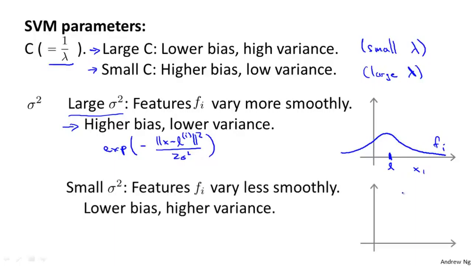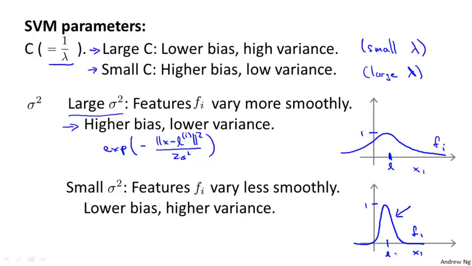Whereas in contrast, if sigma squared is small, then given my one feature x1 and my landmark, my Gaussian kernel, my similarity function, will vary more abruptly. In both cases, it'll peak at 1. And so if sigma squared is small, then my features vary less smoothly. So I have higher slopes, higher derivatives here, and using this, you end up fitting hypotheses of lower bias, and you can have higher variance. And if you look at this week's programming exercise, you actually get to play around with some of these ideas and see these effects yourself.